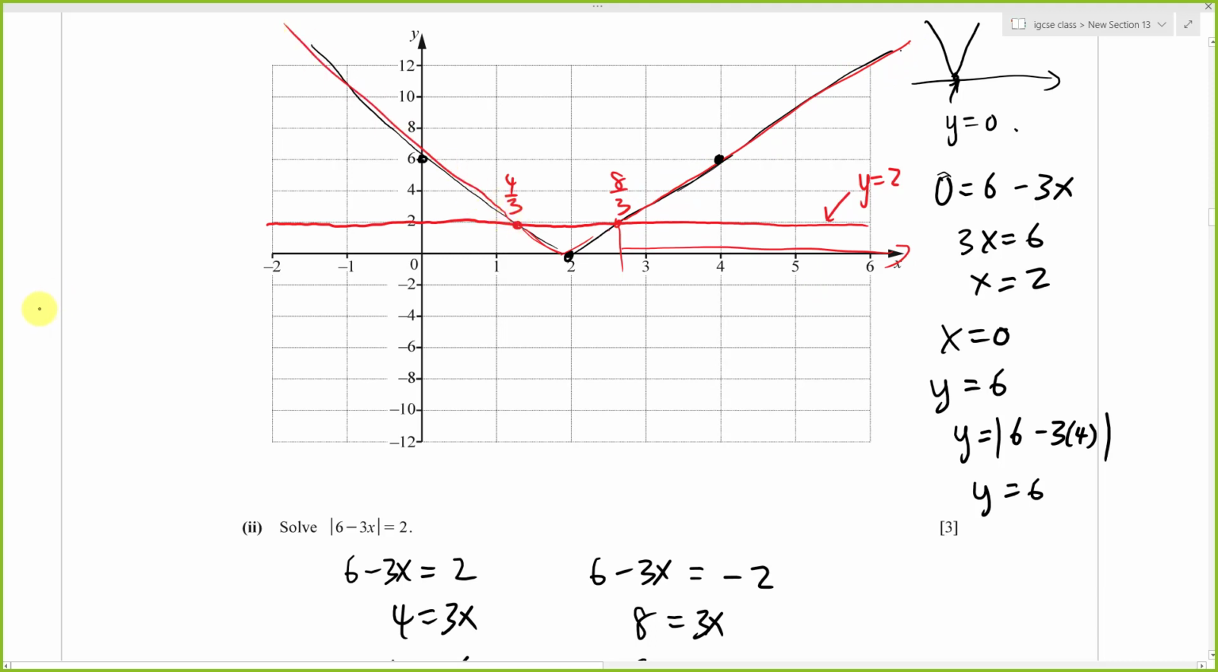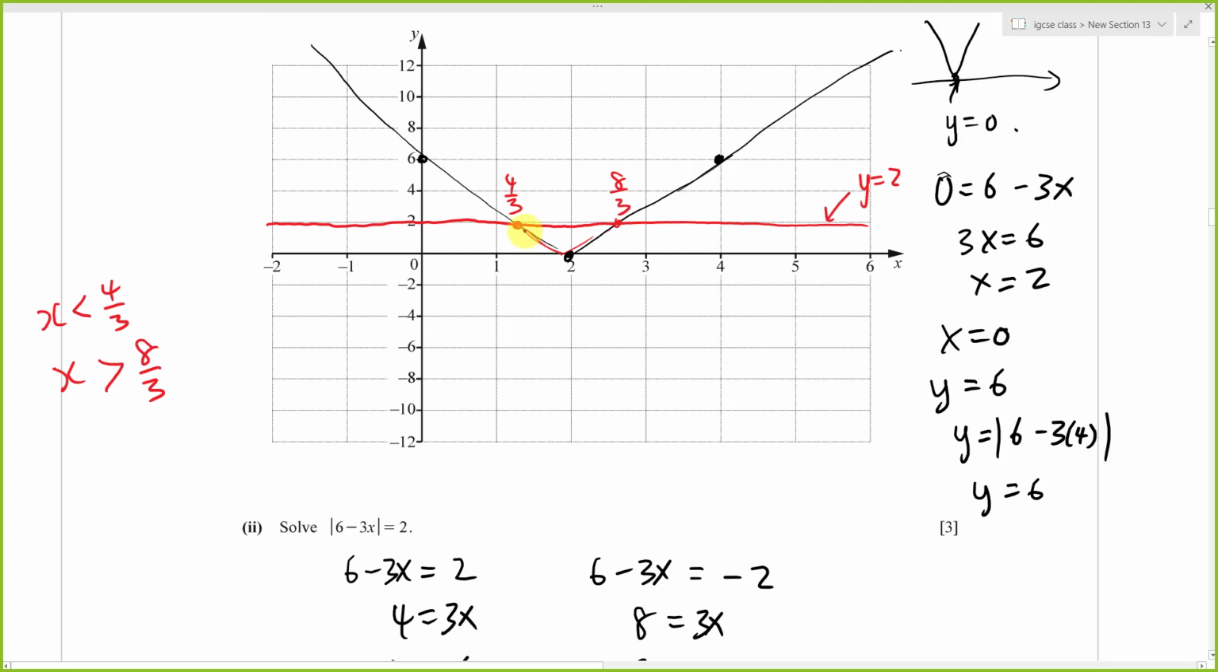So you have two values. One value is x must be less than 4/3. The other value is x must be bigger than 8/3. Because at these two ranges, the V actually is above the line y equals 2. You get the idea, right? Or you don't understand? If you see carefully, you should be able to understand, right?